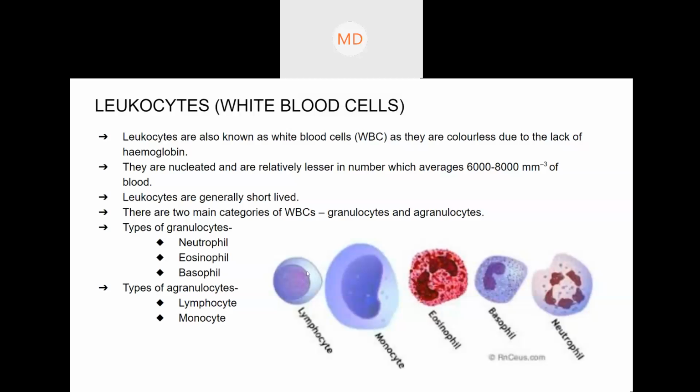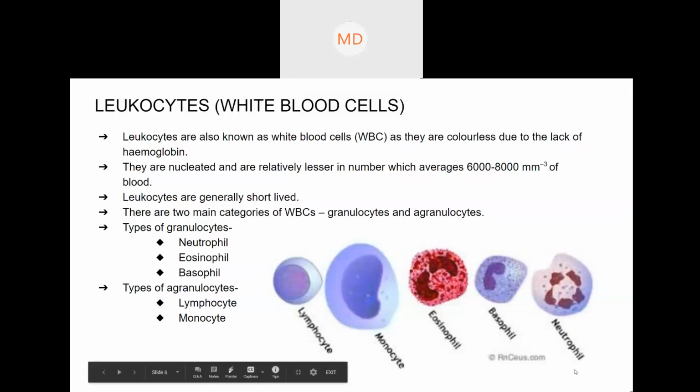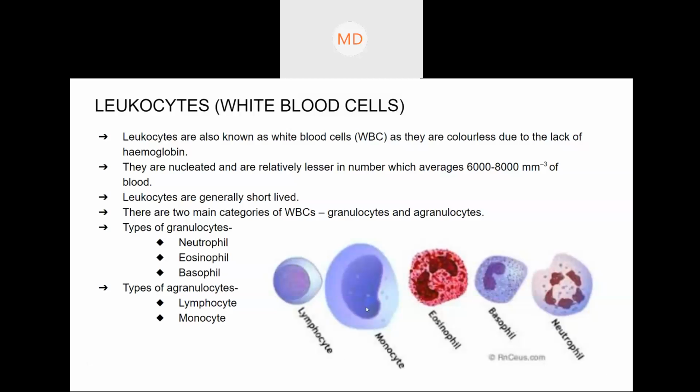For lymphocyte, the cell is small, and the nucleus is big. The nucleus is big, and it covers almost the entire cell. But for monocyte, the nucleus is big but it does not cover the entire cell, and the nucleus is somewhat bean shaped. Okay, somewhat bean shaped.